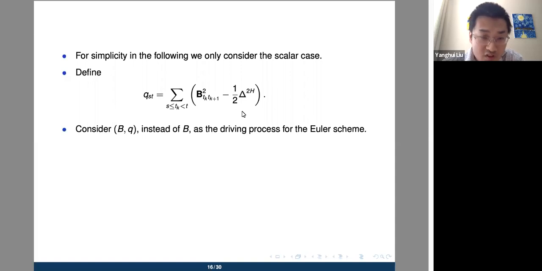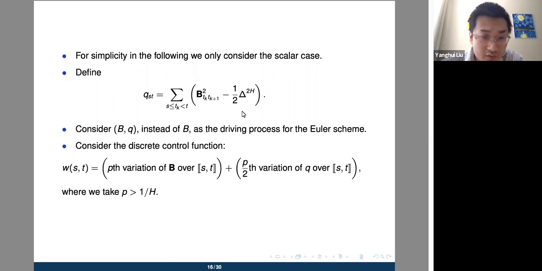We will consider the couple (B, Q) instead of B as the driving process for the Euler scheme. And therefore we need to consider a new control function, denoted by W. It has two parts. The first part is the p-variation of the fractional Brownian motion, and the second part is the p/2 variation for the process Q. And I have hidden the technical details just for simplicity.